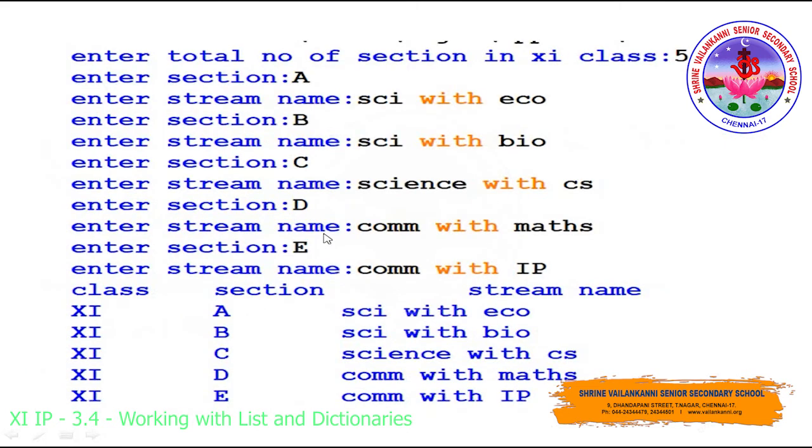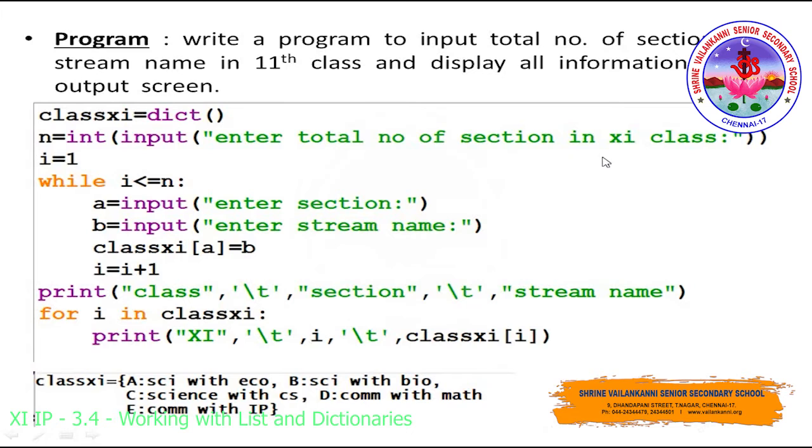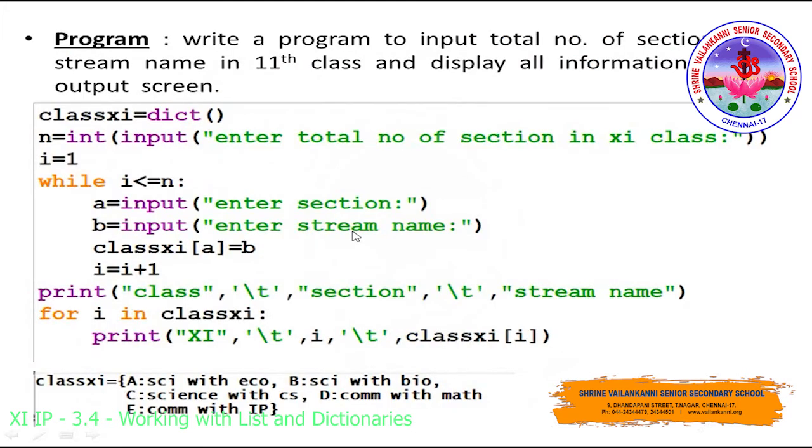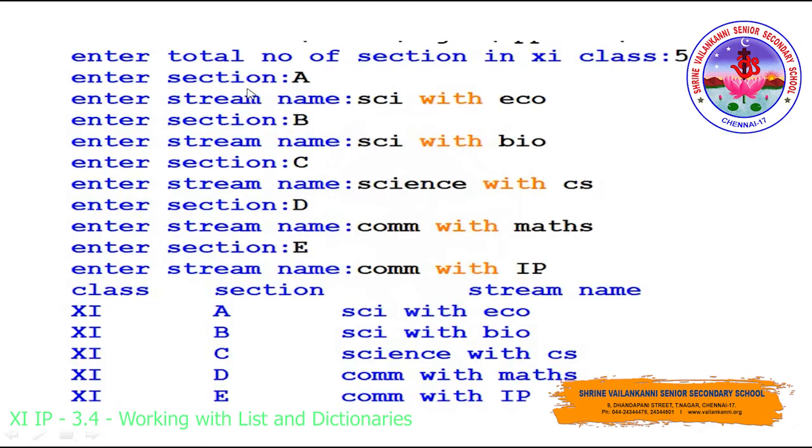So see here, after this, enter total number of sections, we have given 5. Enter section means what will happen? First section they have given us A. Immediately it will ask you to enter the stream name. So stream name they have given here as science with economics for stream A. You got it? For the section A.